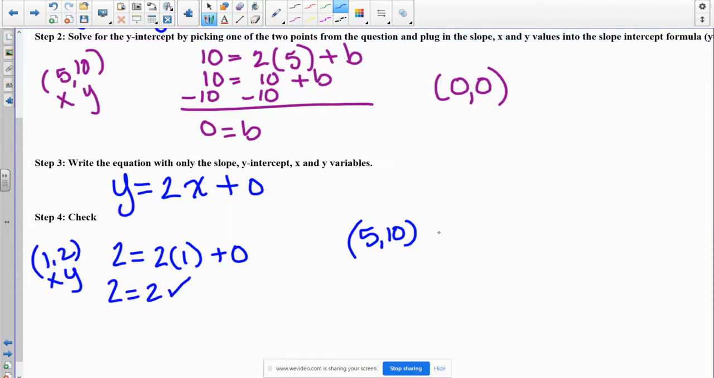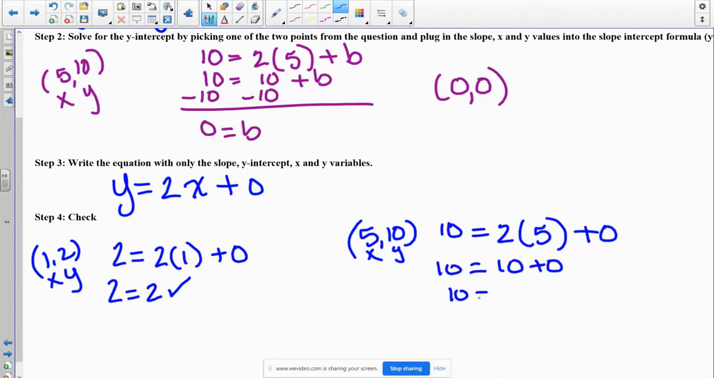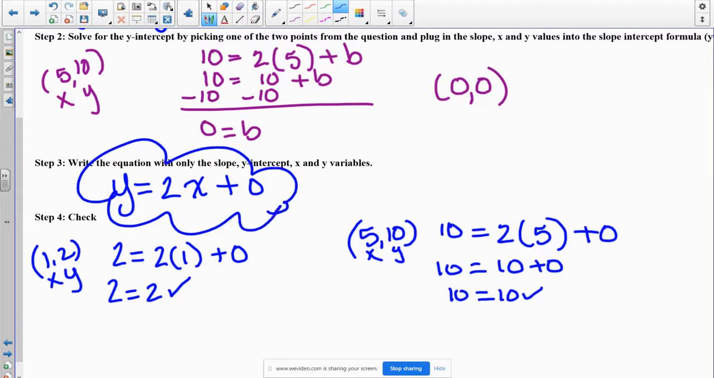And on this one, y is 10. So 10 equals 2, since that's my slope, times your lovely x, which is 5. You can put plus 0 if you want. 2 times 5 is 10. And so you end up with 10 does equal 10. So I can guarantee you that both those points are on the line y equals 2x plus 0.